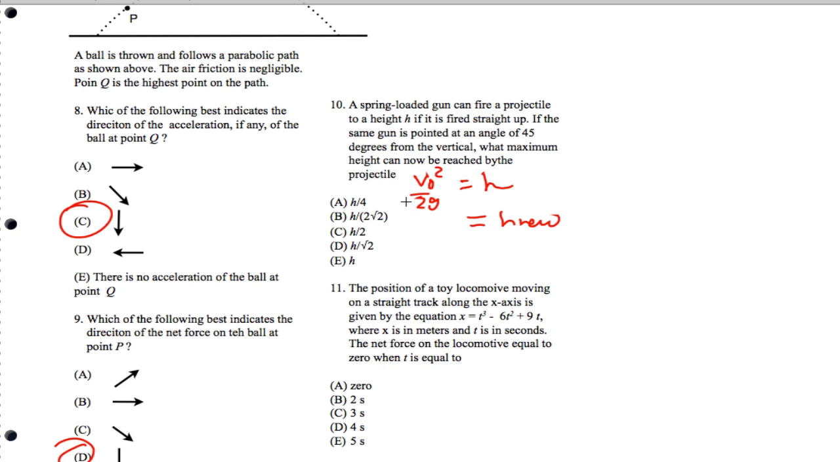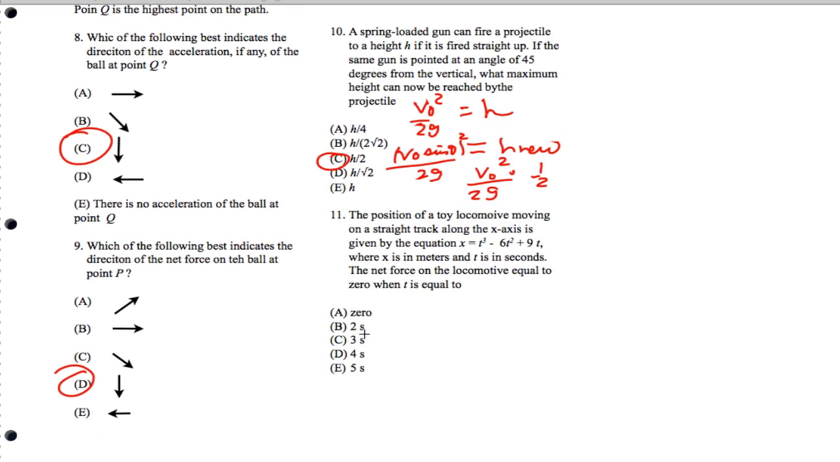Well, if we fire at 45 degrees, sine theta is 45. And our new height is going to be V naught sine theta quantity squared over 2G. And that's going to be V naught squared times sine of theta squared, which is 1/2 when we square radical 2, over 2G. So it seems to me that we're going to be actually going up H over 2 in our height.